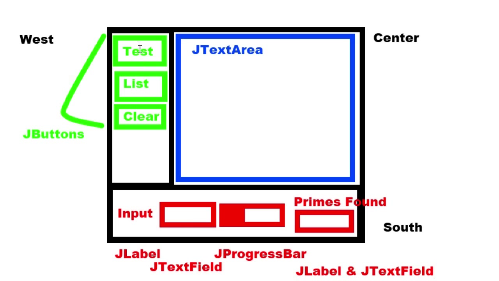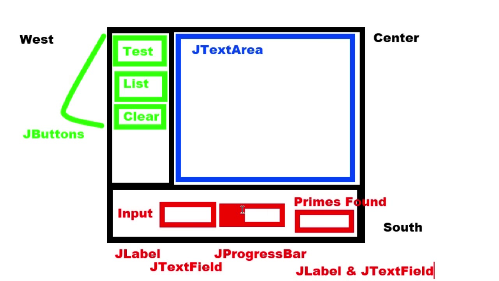So when you hit test, it will look at the number you put here. If you put down 5 there, it'll test whether it's prime or not, and then output out here whether 5 is prime or not. Got it? Hit list, it'll look at the number you put here, and it'll list out all the prime numbers below that number. So if you put in 100 here, it'll list out all the prime numbers below 100. Okay? Hit clear, it'll clear everything in this window.